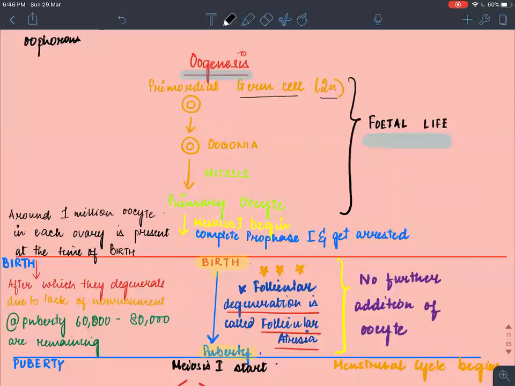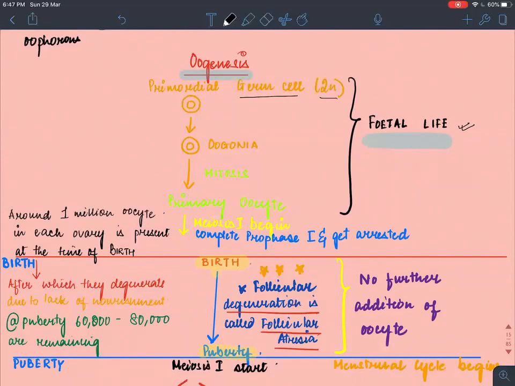Good afternoon, students. Today we are going to talk about the female reproductive system topic, oogenesis. Now, oogenesis is the formation of the egg cell, which starts in the fetal life itself. So, the follicular development or the follicular formation starts in the embryonic life in the female reproductive system.